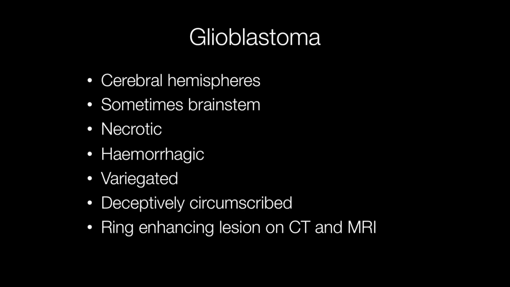In adults, glioblastomas occur most frequently in the cerebral hemispheres, although they can also arise in the brainstem, and in children it is the brainstem that is most frequently affected by glioblastomas.